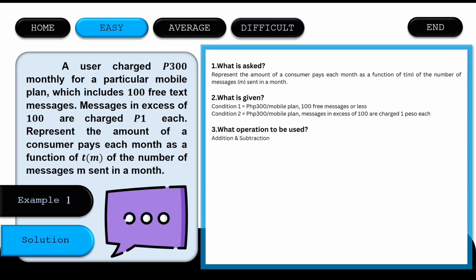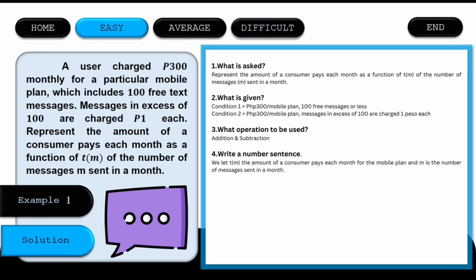Third step, what operation to be used? Nandito ang addition or subtraction, considering the given conditions. Sa pagsulat naman ng number sentence, let us have now the T of m, which si T of m daw ay the amount a consumer pays each month, and m is the number of messages sent in a month as given in the problem.